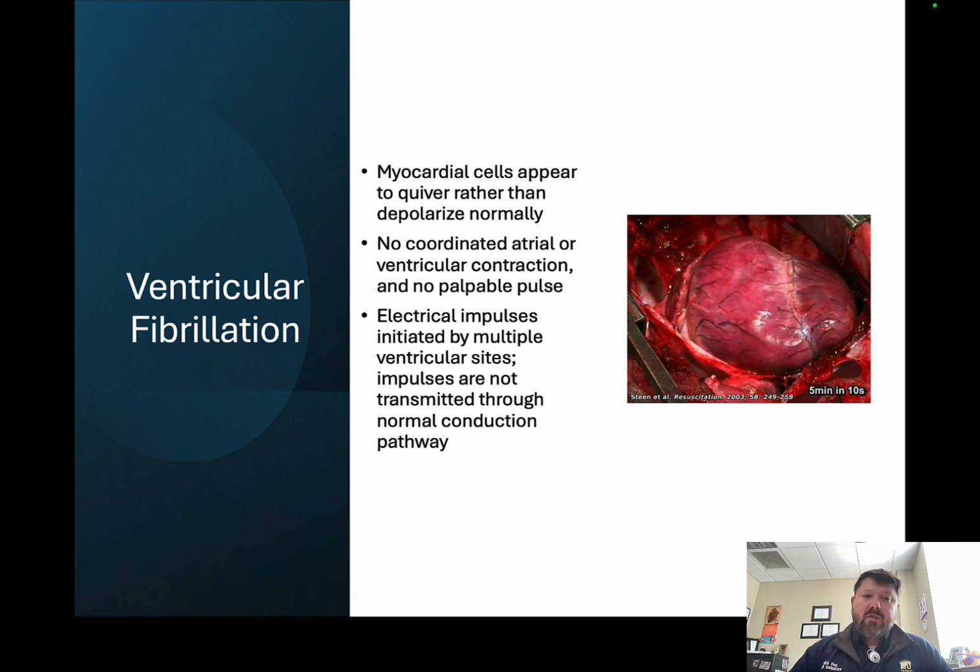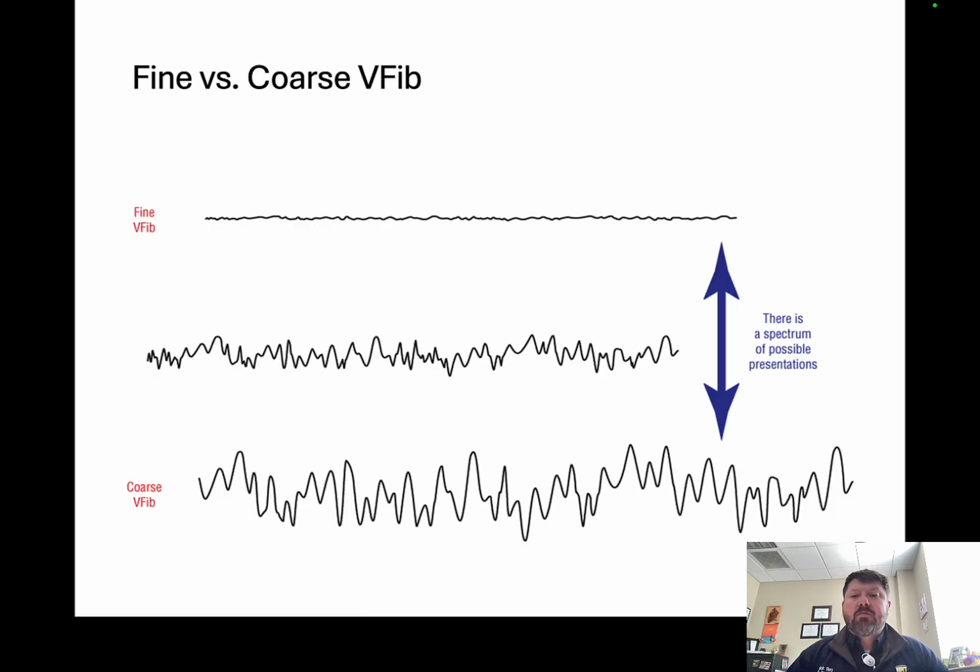There's no coordinated atrial or ventricular contraction, which equals no palpable pulse, and the electrical impulse is initiated by multiple ventricular sites, and impulses are not transmitted through the normal conduction pathway. There's a spectrum of possible presentations with ventricular fibrillation. You've got fine ventricular fibrillation because of its smaller amplitude, and sometimes it may be mistaken for asystole on the cardiac monitor. And you've got coarse ventricular fibrillation, which can be mimicked by artifact on the cardiac monitor.